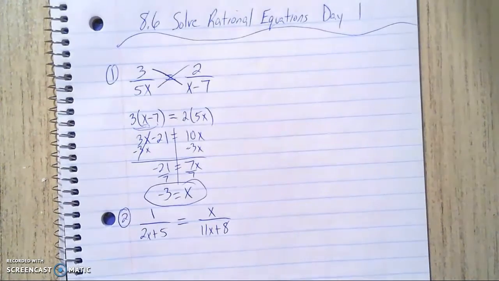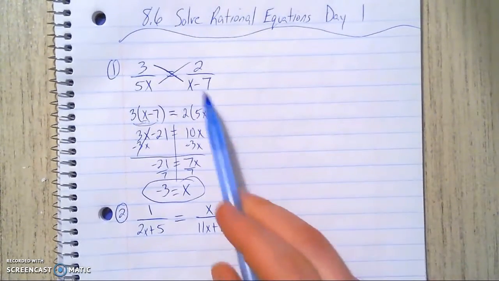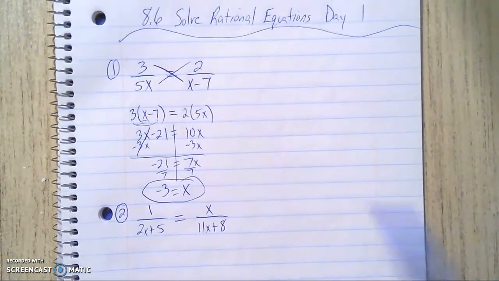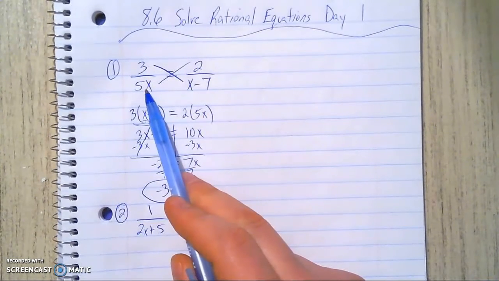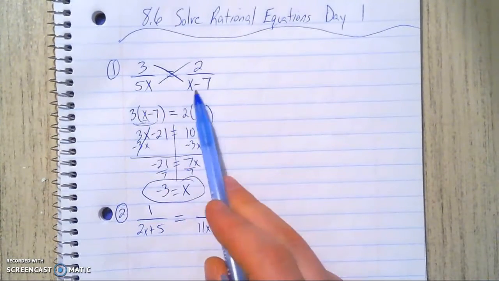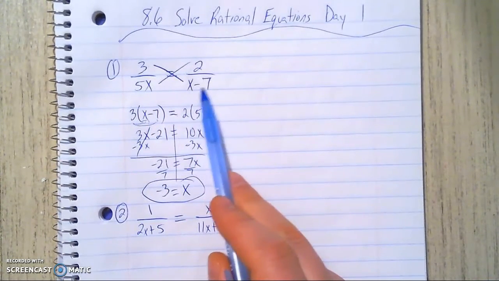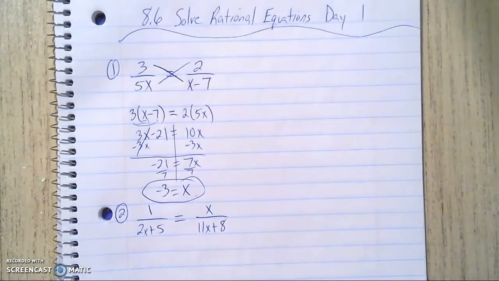You can go ahead and check that back in the original problem. We especially want to make sure we didn't have an extraneous solution here, that neither of these denominators turn into a 0, but when negative 3 goes in right there, that makes negative 15. When negative 3 goes in right there, that makes a negative 10. So we're all good with that answer, as negative 3 is the solution.